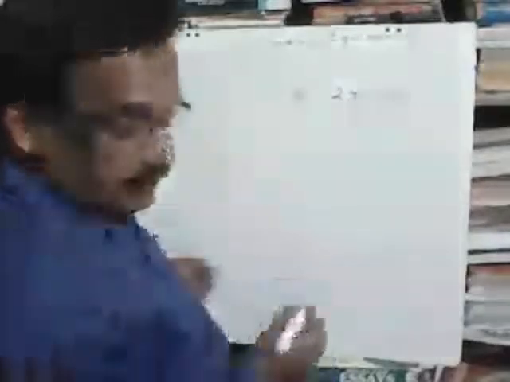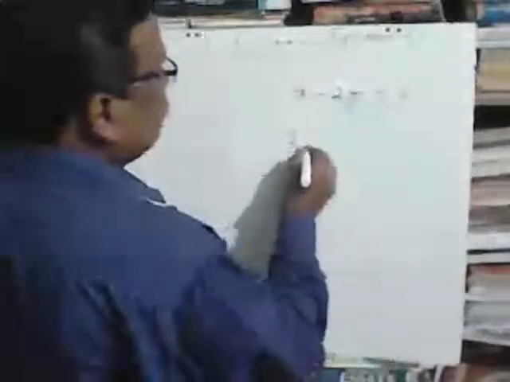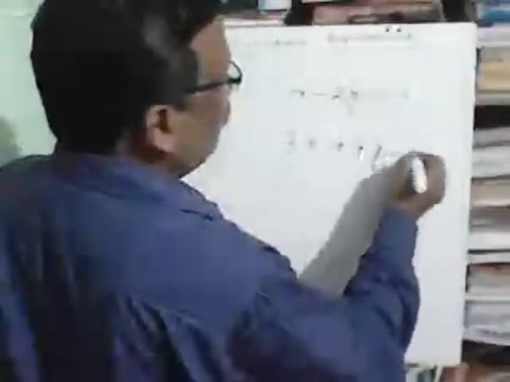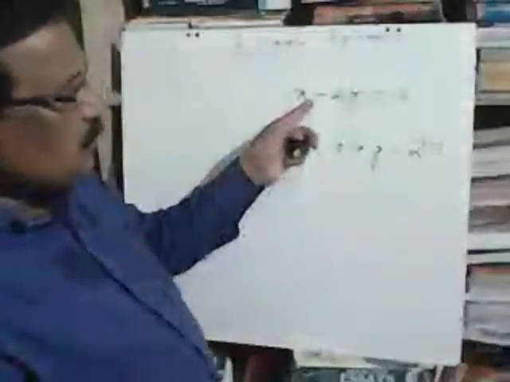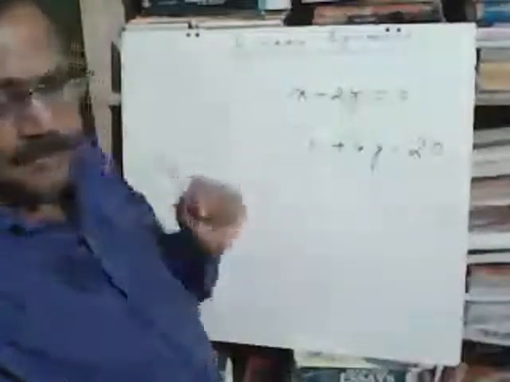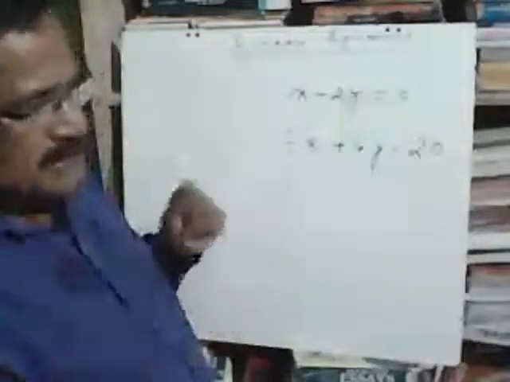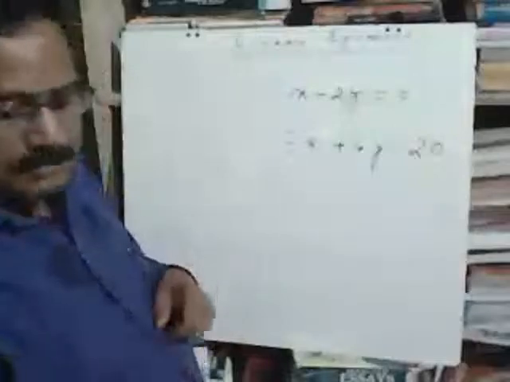One equation. Second equation is 3x plus 4y equal to 20. Draw these two equations on the same graph paper. You will see the two lines meet each other at a point.